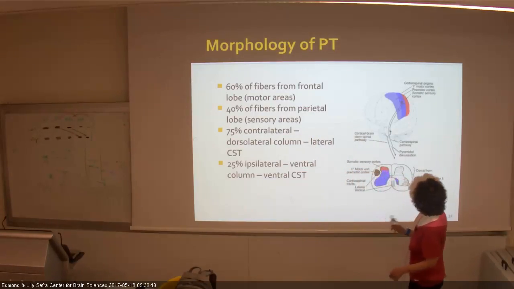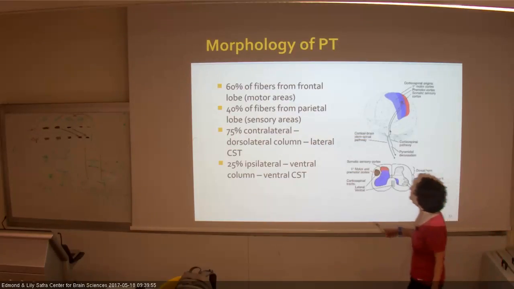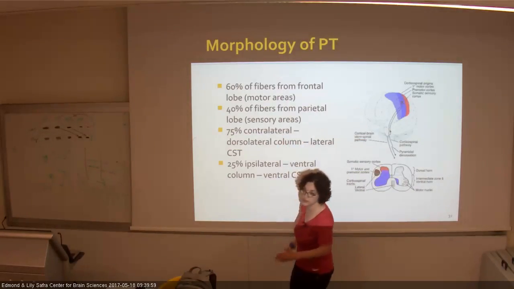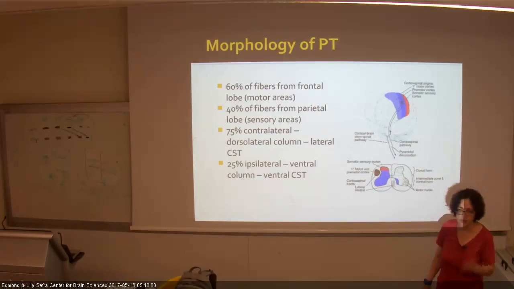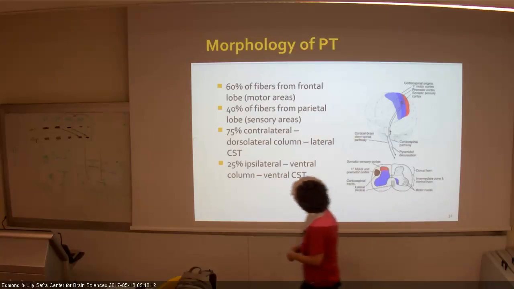Another important myth is that this pathway is exclusively contralateral, but in fact only 75% of the pyramidal tract is contralateral. 25% of it are ipsilateral fibers from one hemisphere to the same side of the spinal cord.